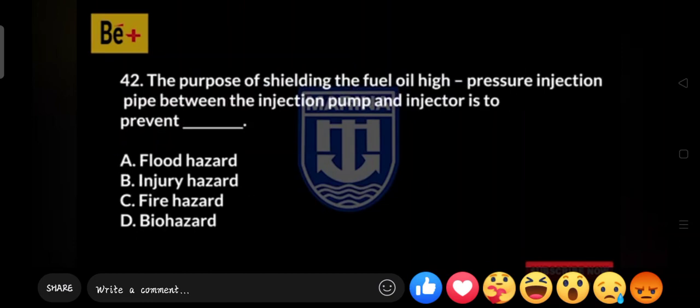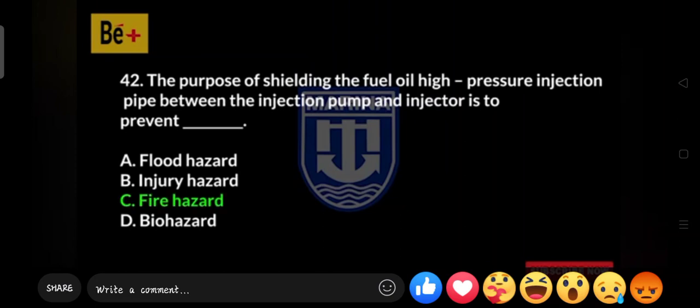The purpose of shielding the fuel oil high pressure injection pipe between the injection pump and injector is to prevent A. Flood hazard. B. Injury hazard. C. Fire hazard. D. Biohazard. The answer is C. Fire hazard.